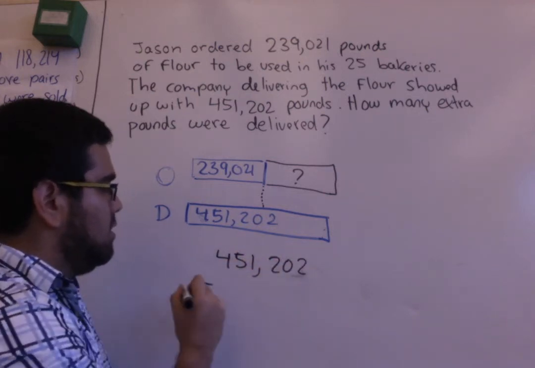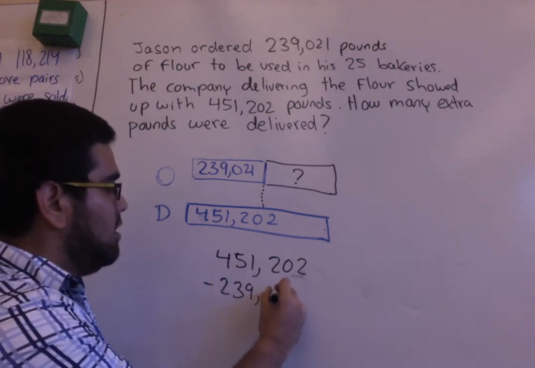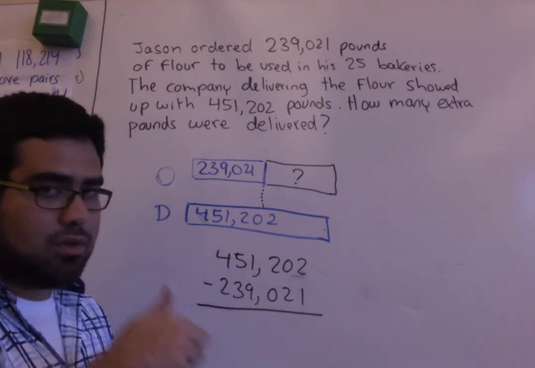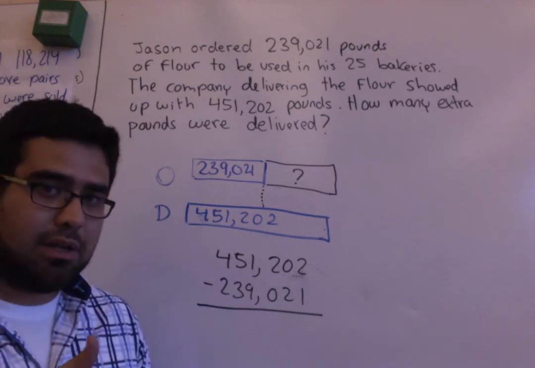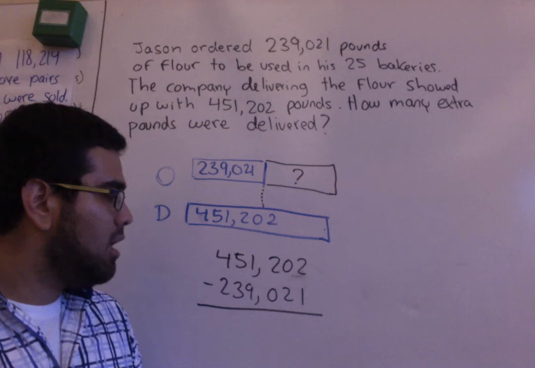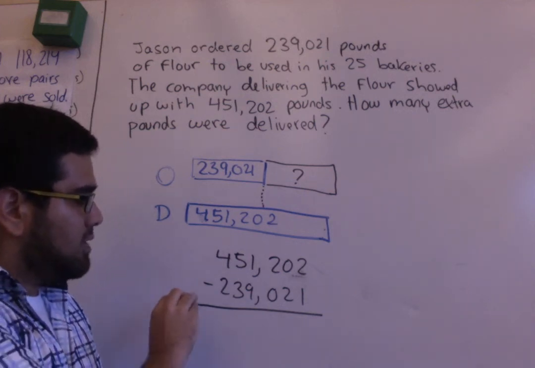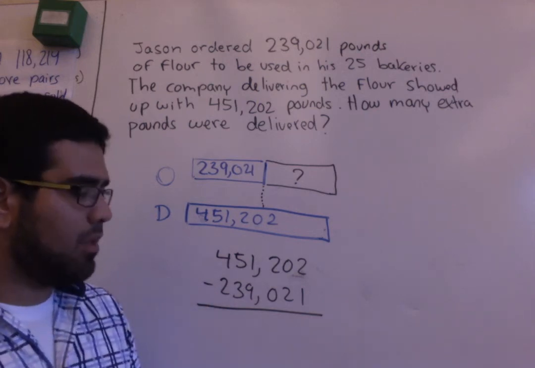451,202 minus 239,021. Again, check to make sure that your student is aligning the place values correctly. Make sure that the ones are with the ones, the tens with the tens, etc. And two, make sure that the smaller number is under the greater number.